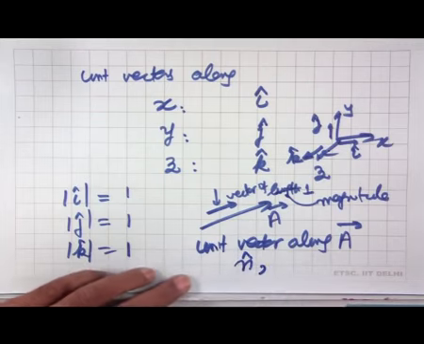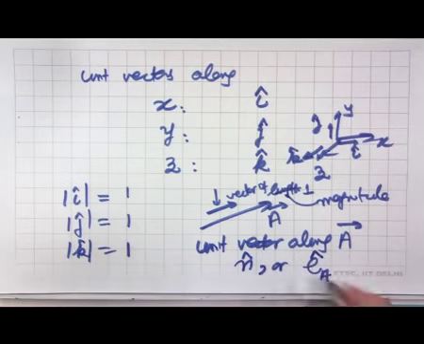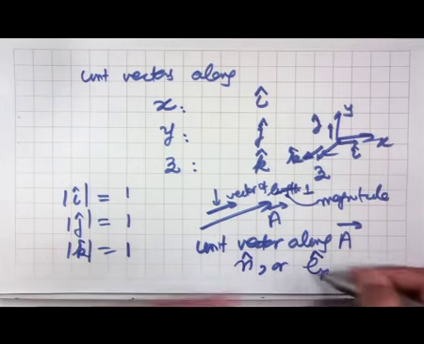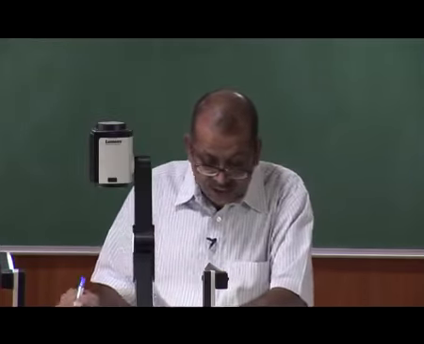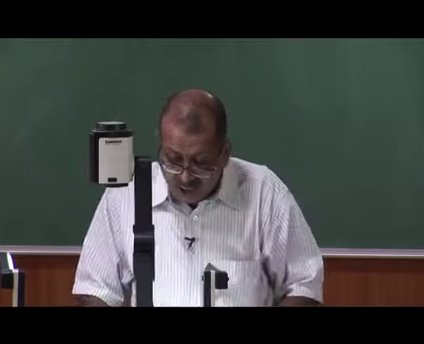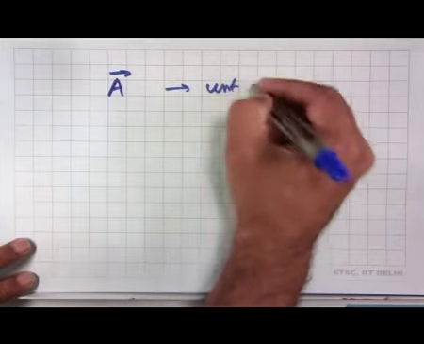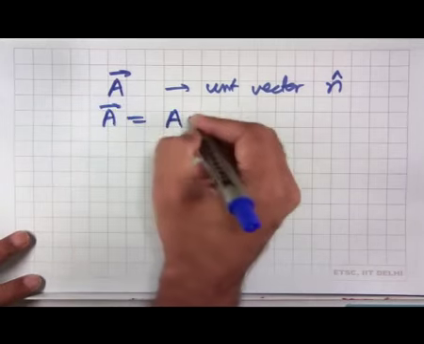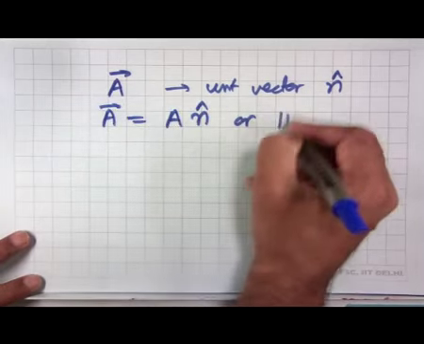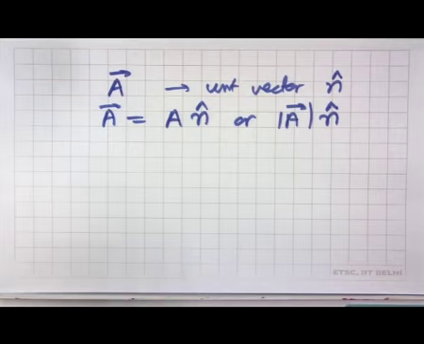Either we use a symbol n for this, or sometimes we use E sub A with a hat. E represents a unit vector in many notations, and A gives the sense of A, and the hat tells us that it is a unit vector. So, a unit vector along any general direction can be written like this, and if the unit vector along A is n, then vector A can be written as magnitude of A times n. This is how we will have the unit vector.